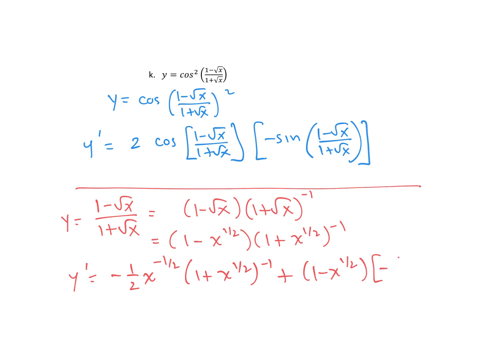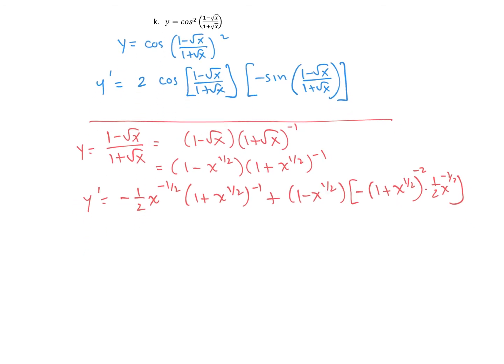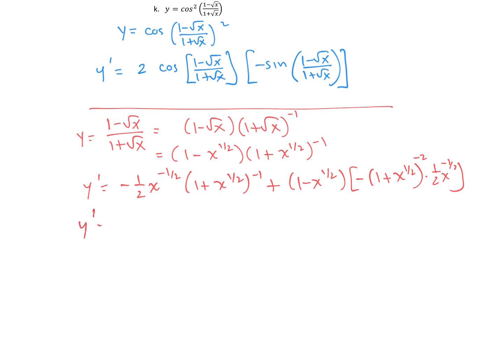So minus 1 comes down. 1 plus x to the 1/2 stays the same. Subtract 1 from negative 1 makes negative 2. Take the derivative of the inside, which would be 1/2 x to the power negative 1/2. All right. So let's see what we have here.